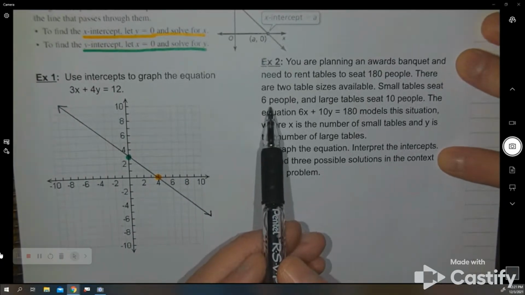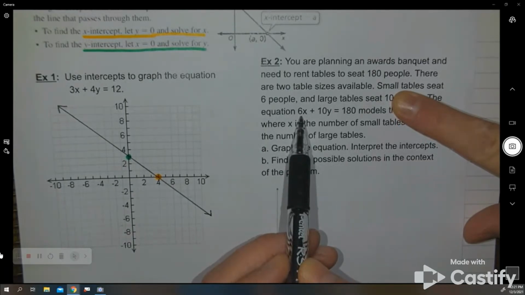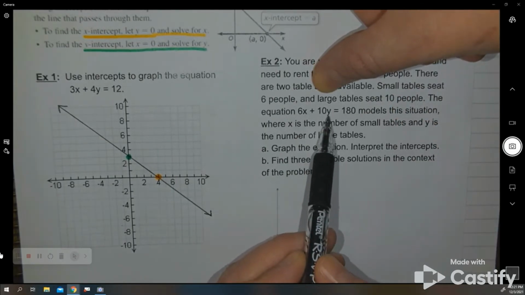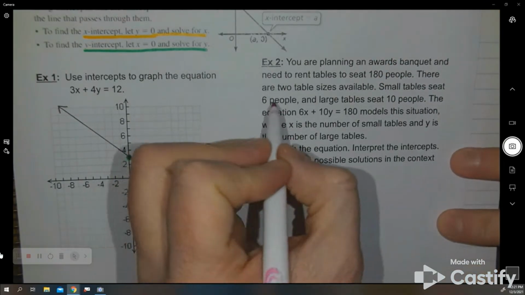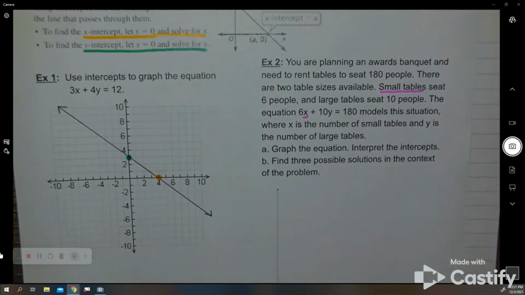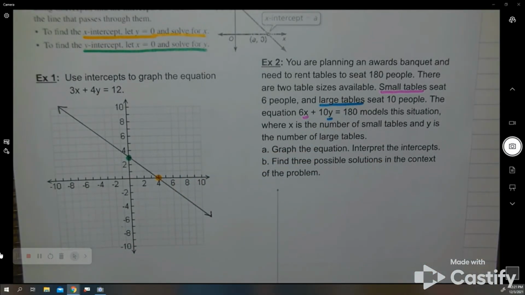If we look at it, small tables are represented by x because 6 people can sit at the small table. And the large tables are represented by y because large tables can seat 10 people. So small tables were x and large tables were y. All right, keep reading. X is the number of small tables, y is the number of large tables. So we're going to graph this equation, and we're going to interpret the intercepts.